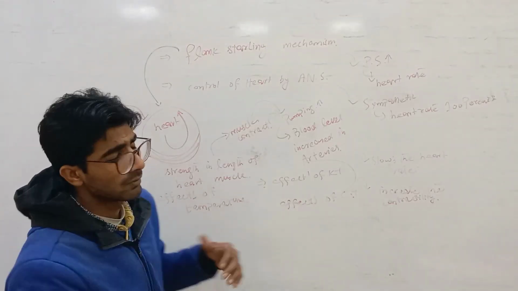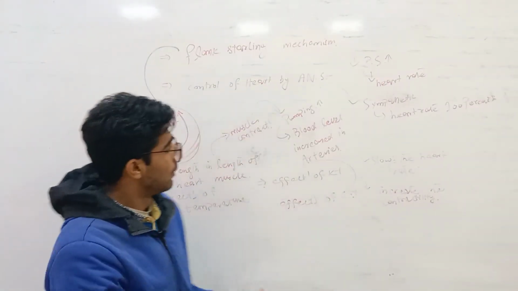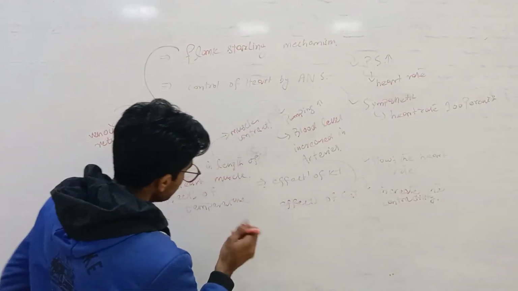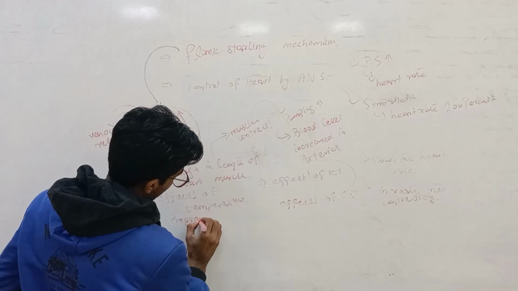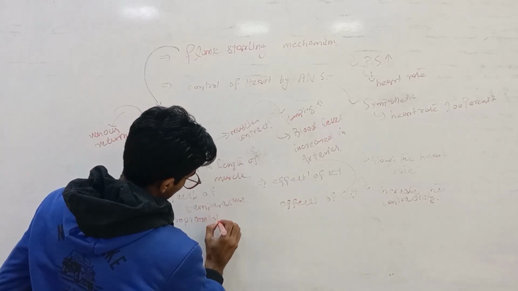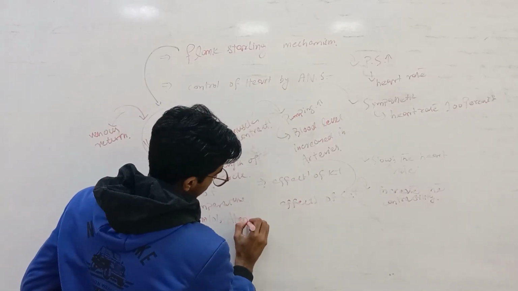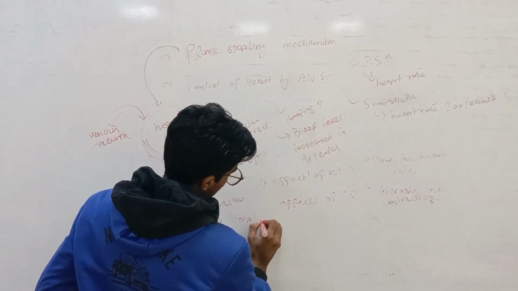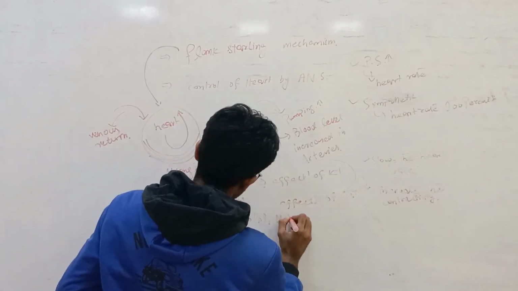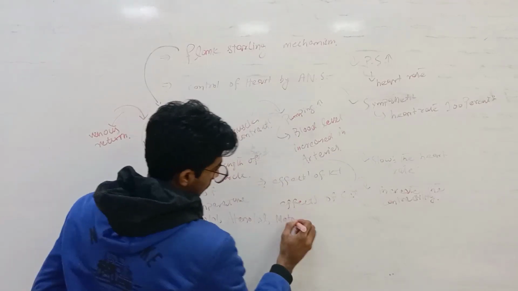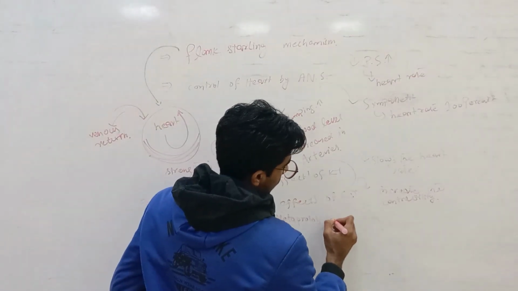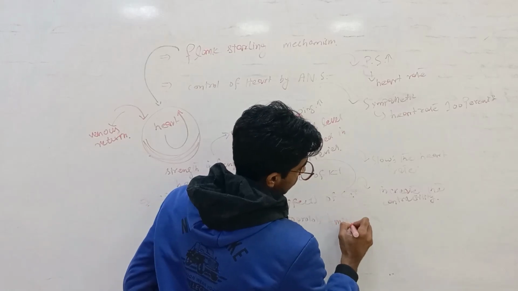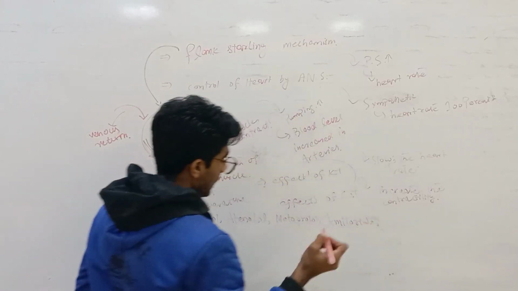Now we use several kinds of drugs, which are propranolol, atenolol, metoprolol, amiloride, spironolactone.